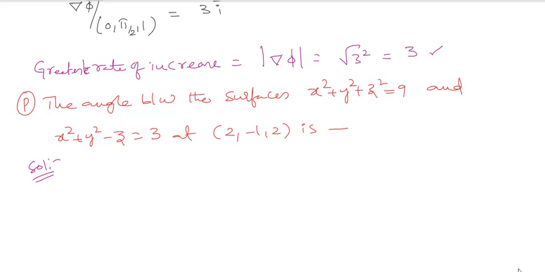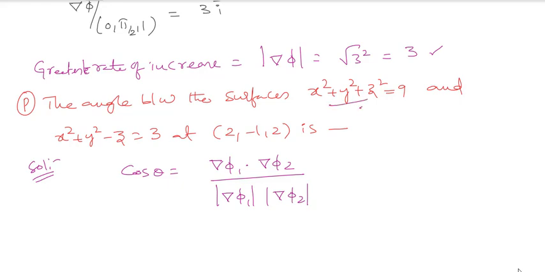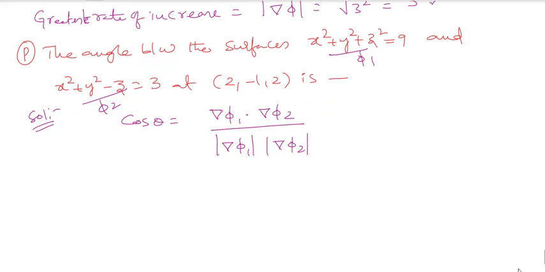You know that. What is the angle between the two surfaces? cos θ is equivalent to what? del phi 1 dot del phi 2 divided by mod of del phi 1 into mod of del phi 2. This will be your phi 1 and this will be your phi 2. So let me calculate it. What is your del phi 1? You will have 2x i bar plus 2y j bar plus 2z k bar.